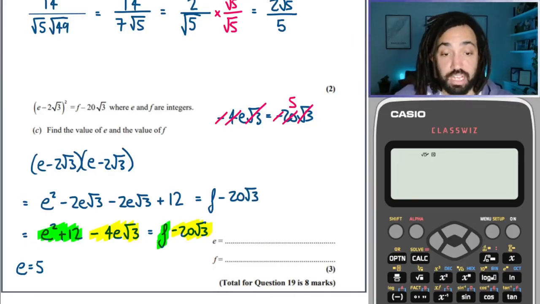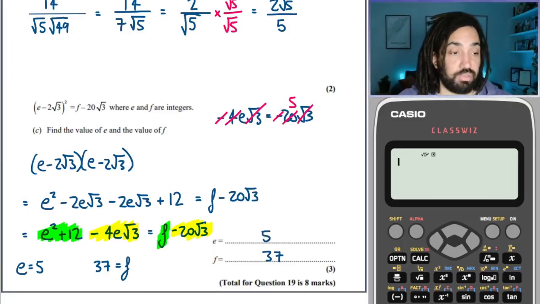If e is equal to 5, then the greens become 25 plus 12 is 37. It's just equal to f. So there we have it. F is 37 and e is 5. Beautiful.